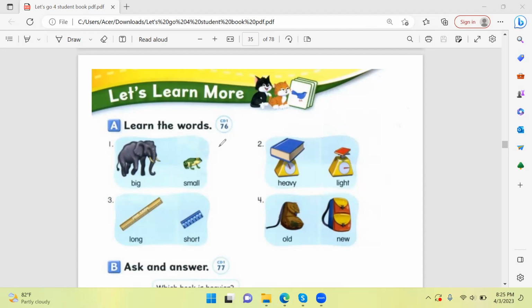Okay. So let's go back here to the number one picture. As you can see, the elephant is bigger than, what do you call this one? Frog. Than frog. Very good. And the frog is smaller than the elephant. Very good, Julia.